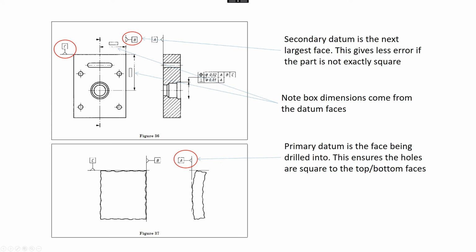So we can add multiple symbols to the same features. This is giving you the example of what the part actually looks like and how it's actually set up relative to the datums.